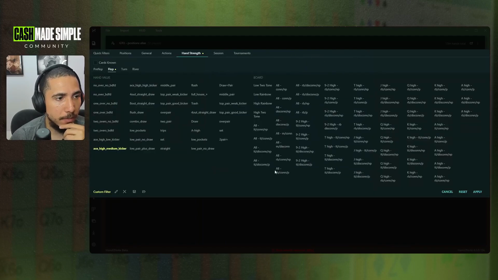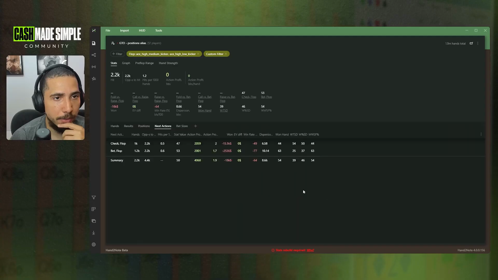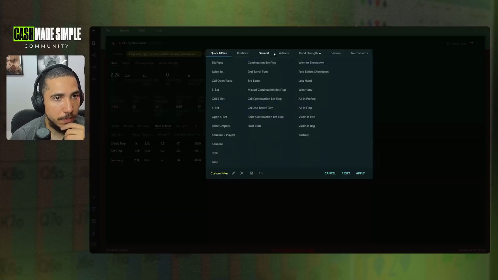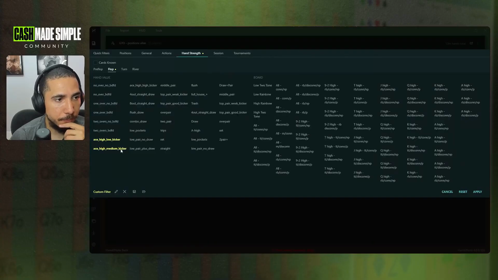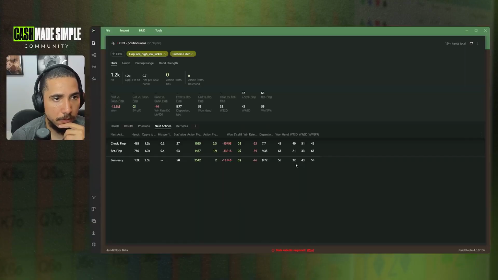Ace high, medium, and low kickers. We're gonna bet more, I would imagine. No, also 53. Interesting. Let's see, low kicker, 64. Okay. So ace high, medium kicker.